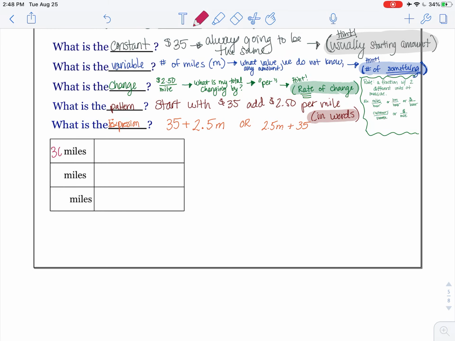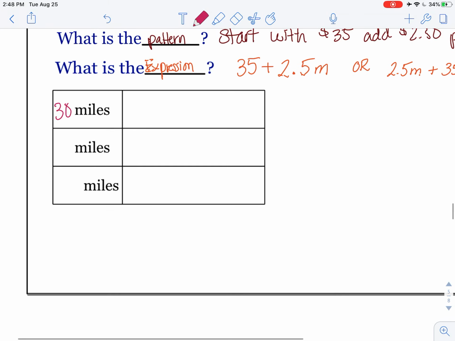So now we can find a couple possible payments. If I want to go 30 miles, I have now written an expression to help me figure out any price for any time or any distance. So I know I pay $35 plus $2.50 per mile. Well, M represents the number of miles, and now I know how many miles I'm going to go. So it's going to be 35 plus 2.5 instead of M, I'm going to say 30. And now I'm going to do the math.